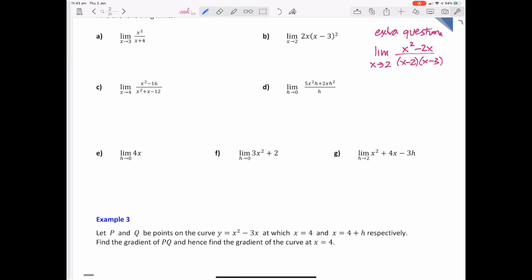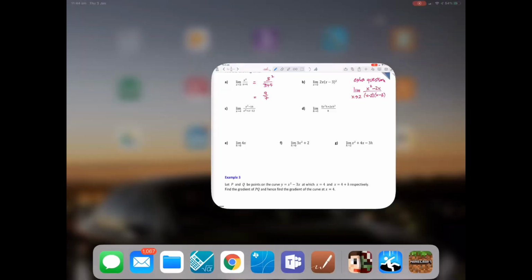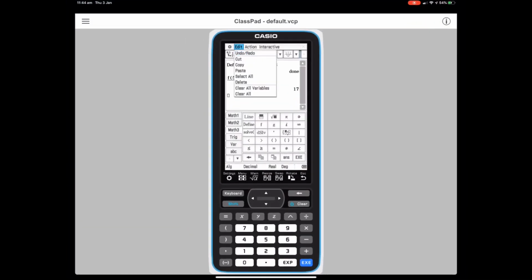Okay, so let's have a look. Here, I want to know, as x approaches 3, x squared on x plus 4, so we can just sub the value in. 3 squared on 3 plus 4, which is 9 on 7. So, in your CAS, you can do it as well. The limit, that's in math. So as x approaches 3 of x squared on x plus 4, 9 on 7.